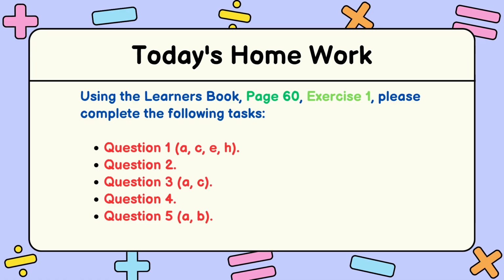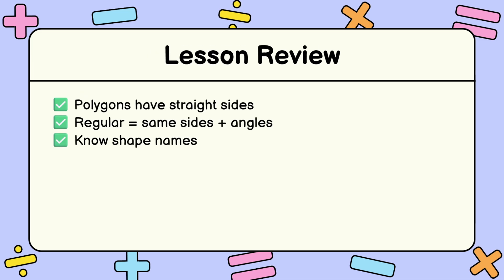Okay. Now, before we finish our lesson, let's just do a recap of the lesson. So let's wrap up today's lesson by reviewing some key concepts we covered. First, remember that polygons are defined by their straight sides. This is an essential characteristic.